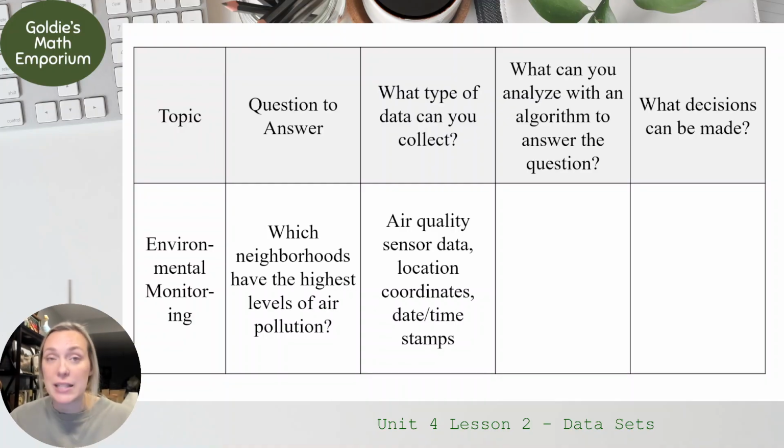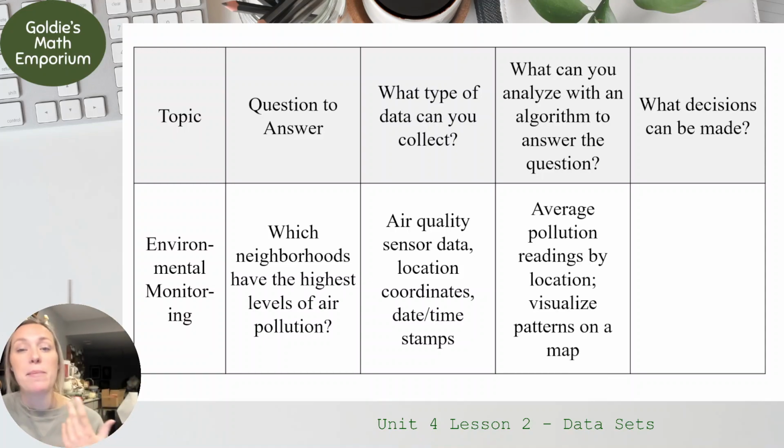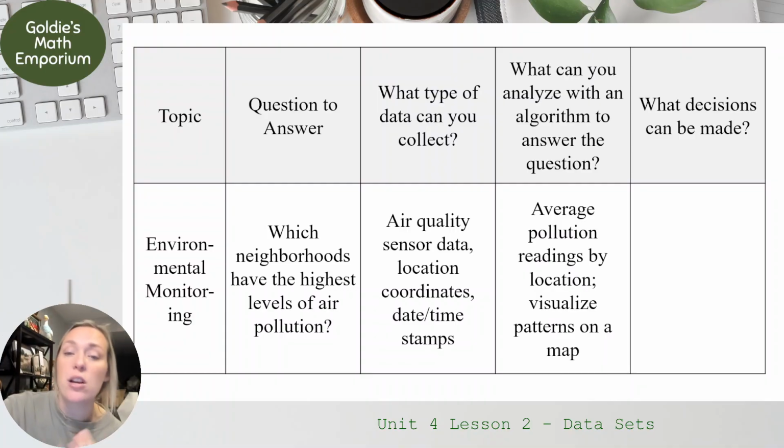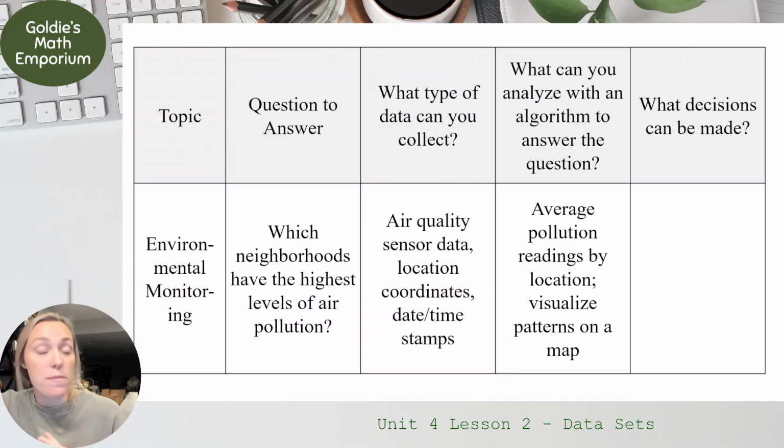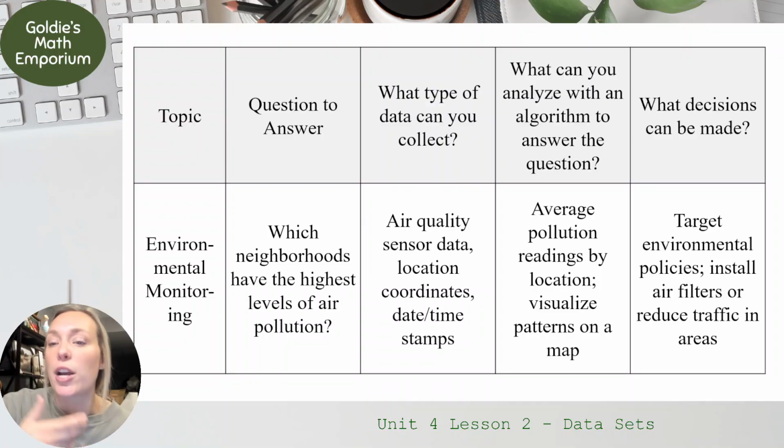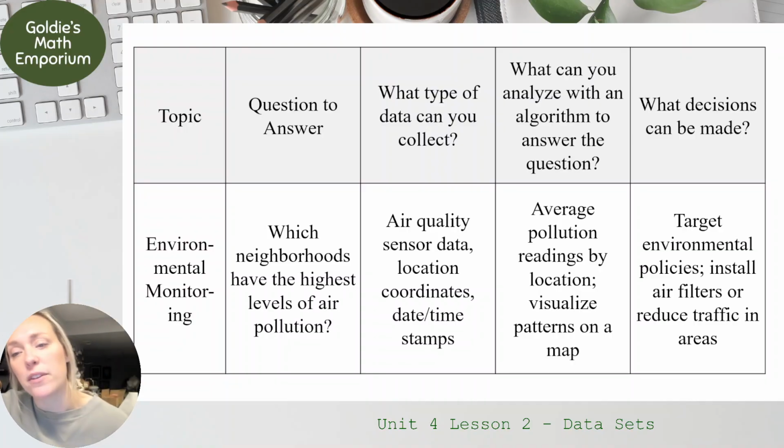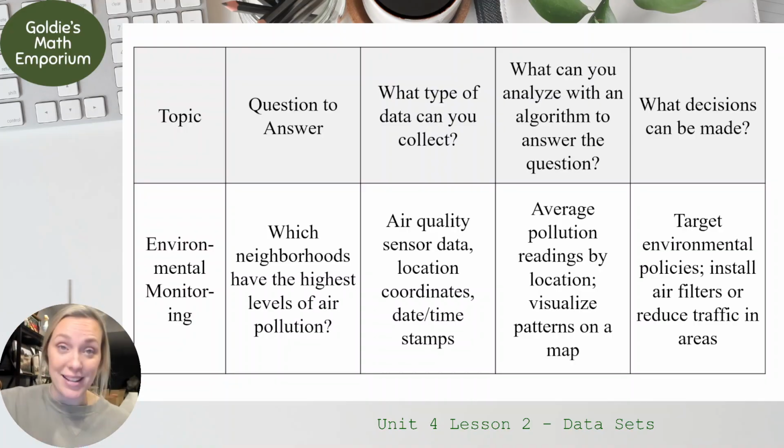So you collect all of this data and then put it together to help analyze with an algorithm, which would be maybe average pollution readings by location, or you can visualize these patterns on a map, on a density chart for air pollution. Okay, so we can analyze all of those with an algorithm, and then maybe target environmental policies, install air filters, or even just raise awareness of air pollutants to the public. Okay, so all of these questions to answer, data we can collect, what algorithm can we use, and then what decisions can be made.